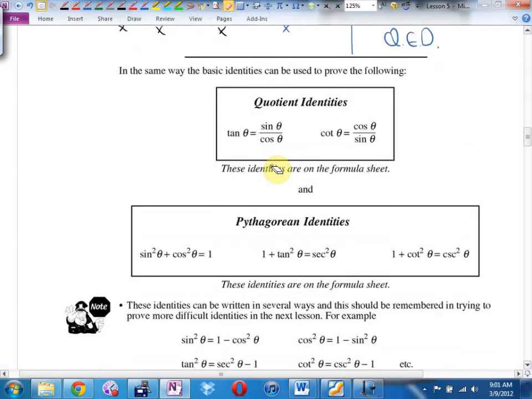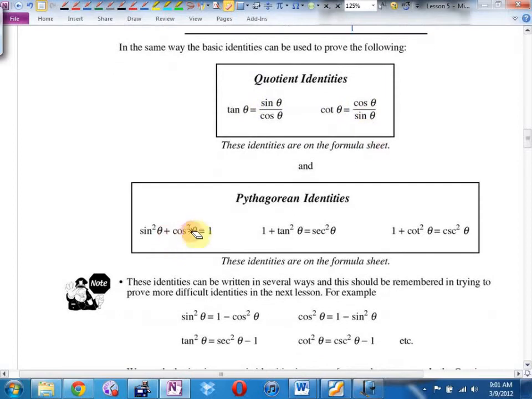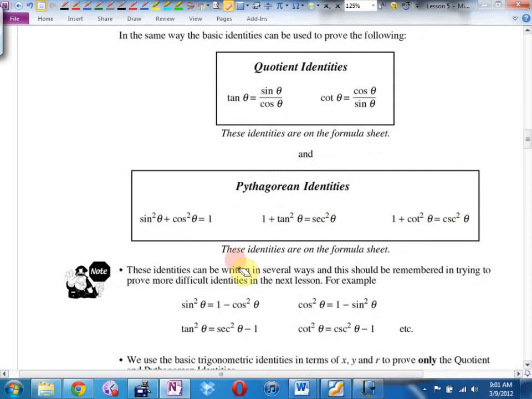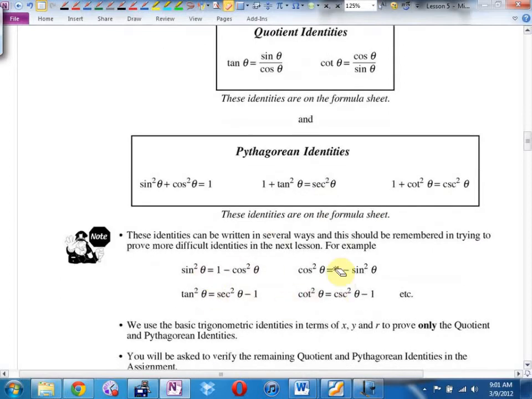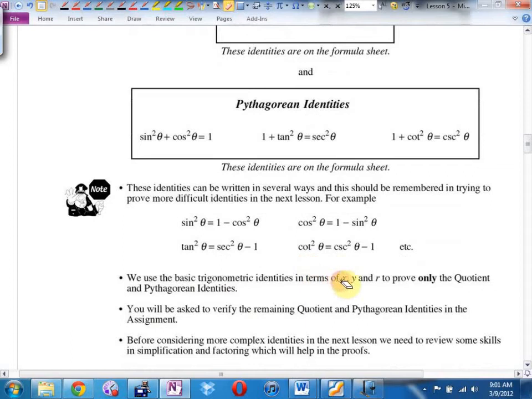And from now on, we are no longer going to go back to x and y and r. From now on, we are going to use these five. The fact that tangent is sine over cosine. The fact that cotangent is cos over sine. The fact that sine squared plus cos squared equals 1. 1 plus tan squared equals secant squared. 1 plus cotangent squared equals cosecant squared. These are on the formula sheet. And remember that they can all be rewritten. So we only use x, y, and r to prove these ones. We already have. We're now going to get busy.